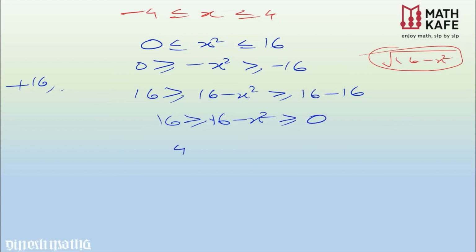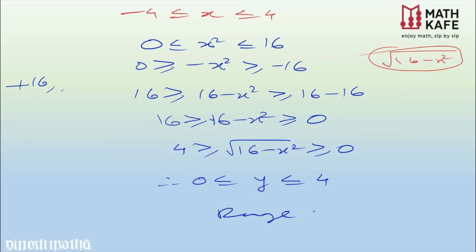Take the root. 4 greater than or equal to root of 16 minus x square greater than or equal to 0, or this is 0 less than or equal to, this is same as our function y, less than or equal to 4. Therefore range will be 0 to 4. So that is the range of the function, and everywhere you have alternative methods. I have shown one of the ways.